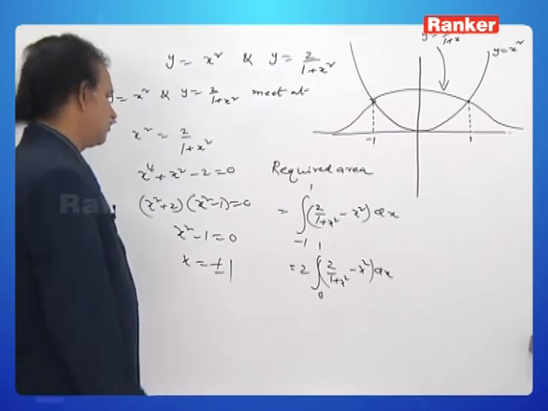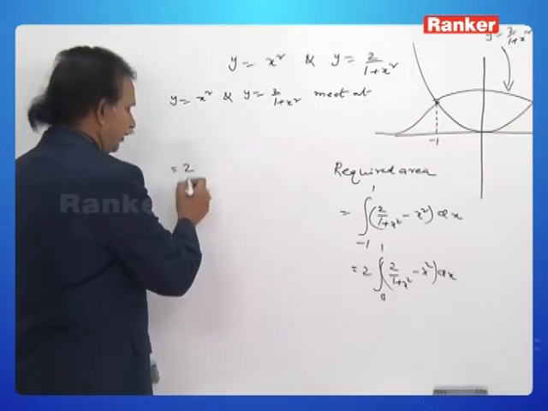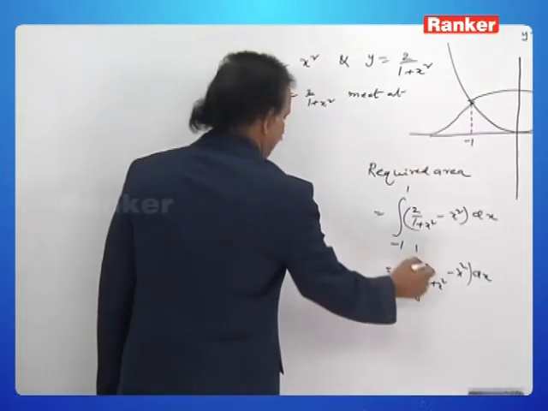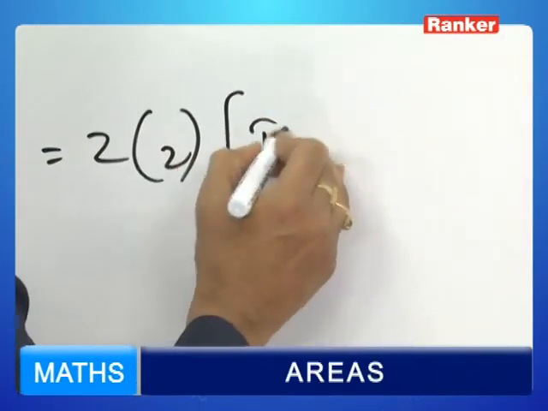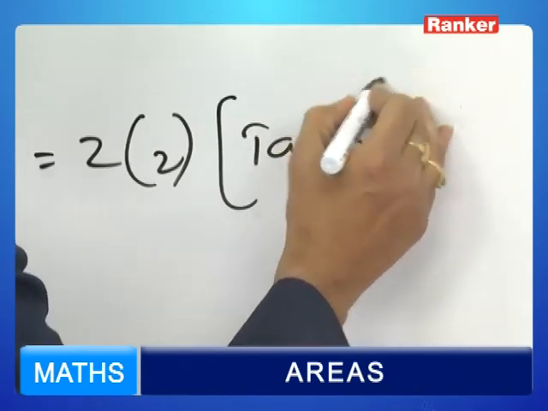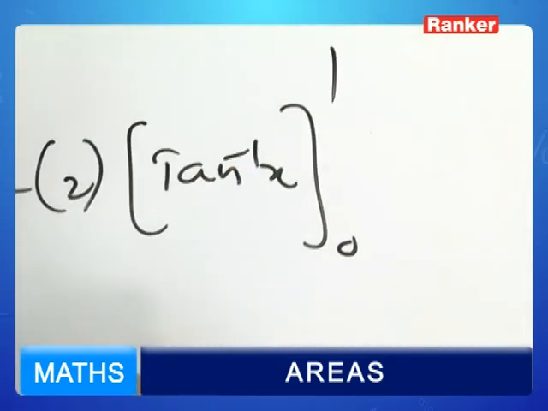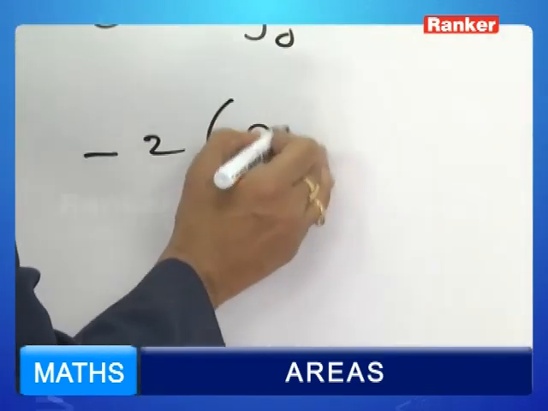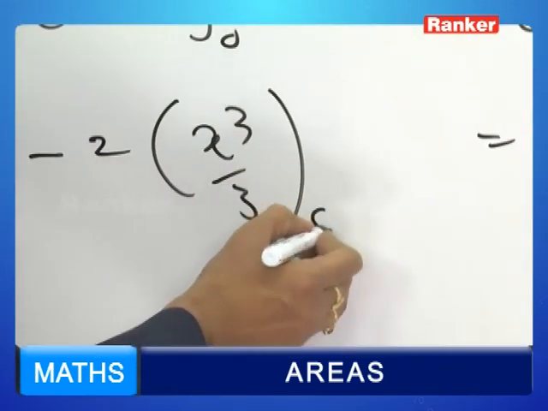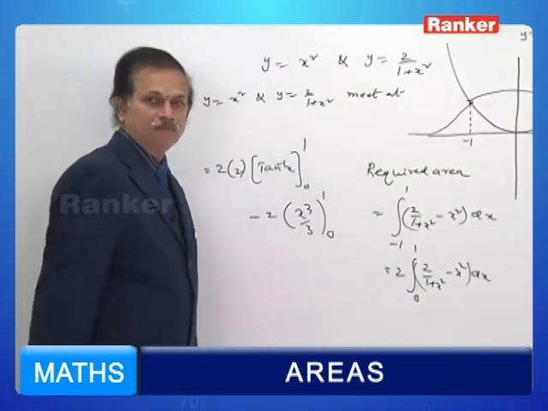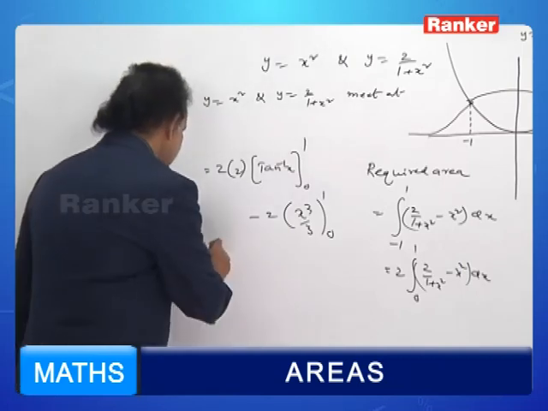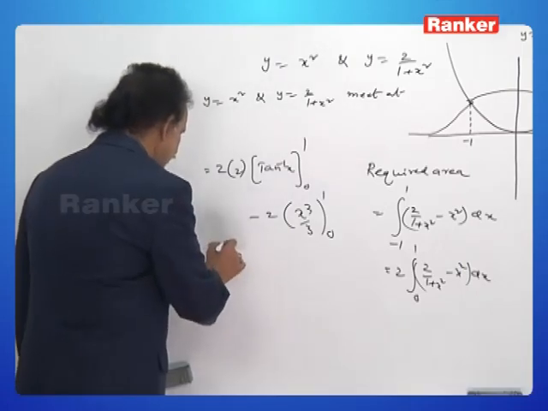Yes, of course. So, therefore, it is 2 into 2, 4, isn't it? 2 into 1 by 1 plus x square is tan inverse x between the limits 0 to 1 minus 2 into, for x square it is x cube by 3 between the limits 0 and 1. Because this 2 into is applicable for both of these. Okay, so it is 2 2s are 4.